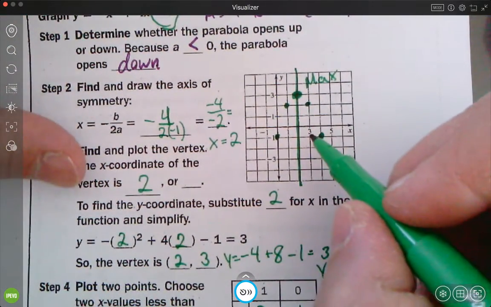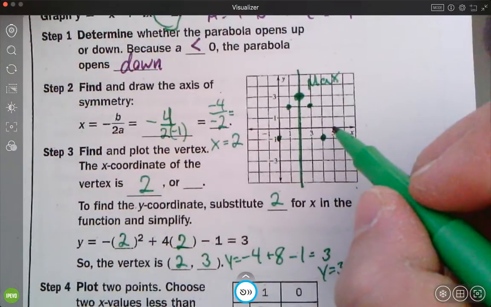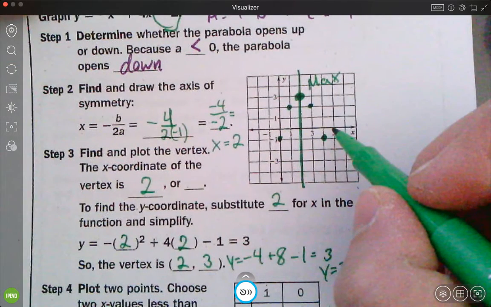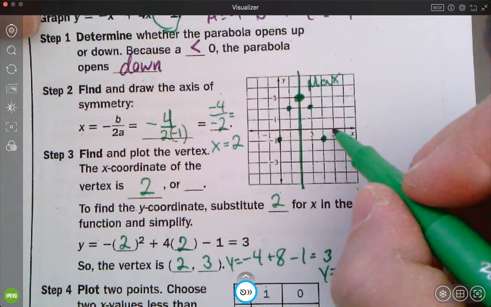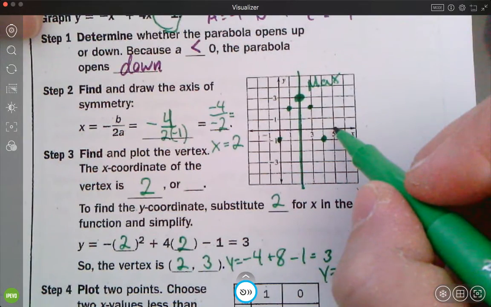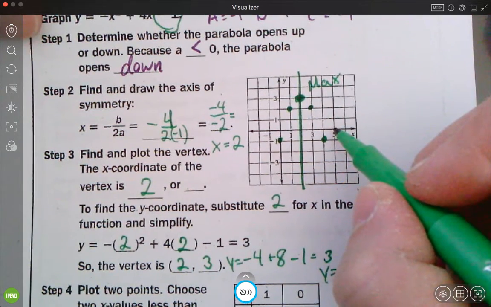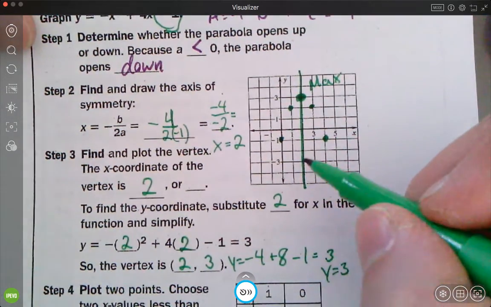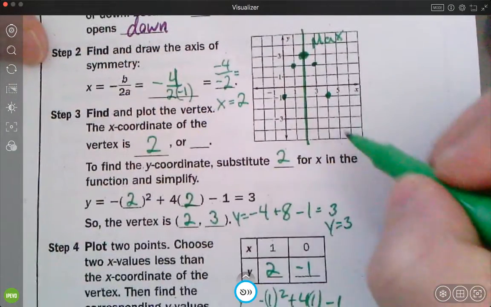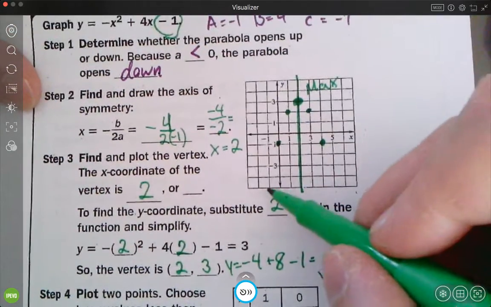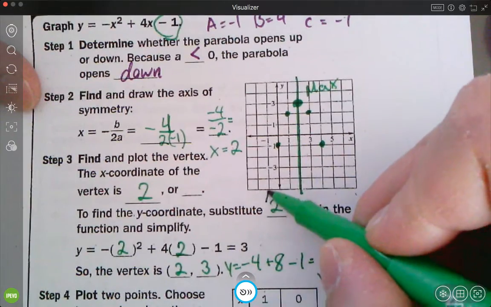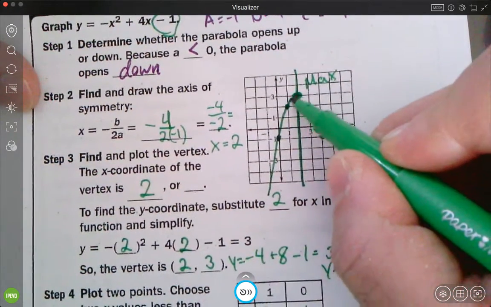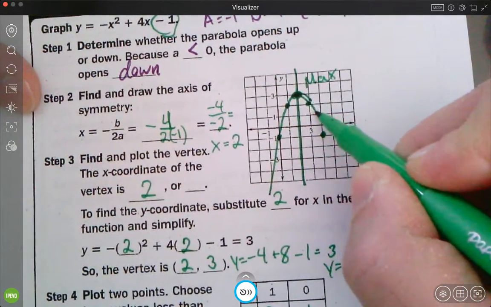I'm really tempted to put in x equals 5 to see what it gives me. It probably goes off the graph, so I'll assume you want to do that on your own. So now I'm going to draw my smooth curve, my smooth parabola, the best I can here.